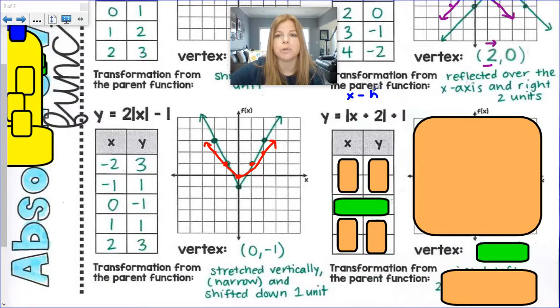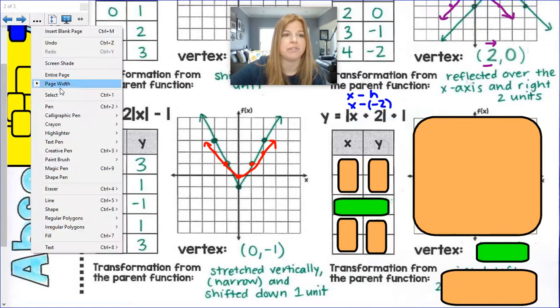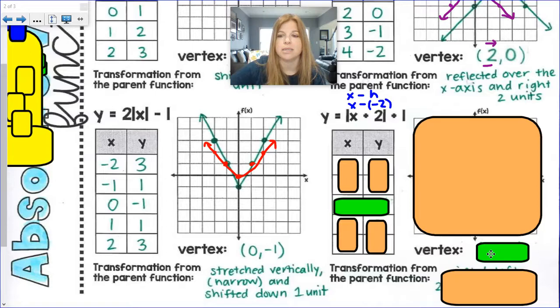The only number you can plug in for h to actually make it become a positive 2 would be if it was x minus a negative 2. Think about that. If I have x minus a negative 2, x minus a negative 2 really becomes x plus 2. So that actually means my h value for my vertex is negative 2. My k value is always just the number at the end. The sign doesn't change. The sign gets to stay. So my k value, my vertex, is that positive 1.